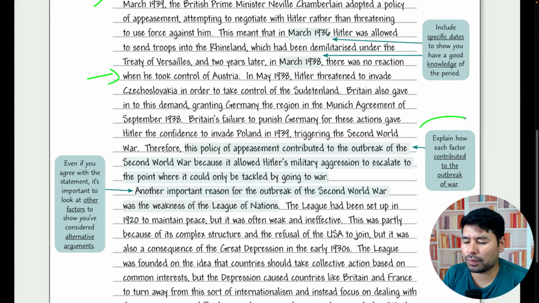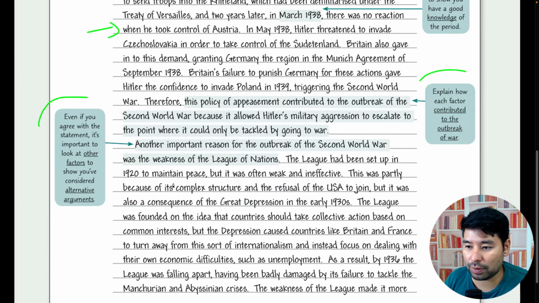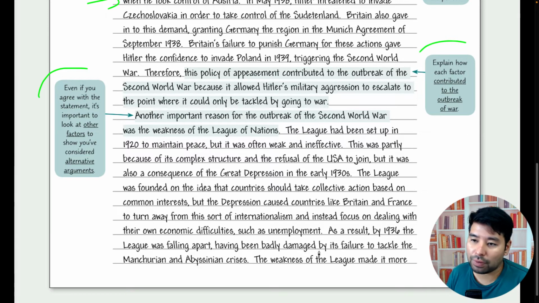And moving on. Another important reason for the outbreak of the Second World War was the weakness of the League of Nations. And again, we have the comment about that here. Let me go up a little. Even if you agree with the statement, it is important to look at other factors to show you have considered alternative arguments. Because it means that you made some research. You didn't only follow the question and that's it. No, it shows that you really understand the topic.